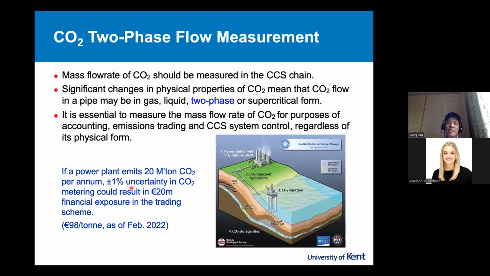Here's an example. Imagine there's a power plant which emits 20 million tons of CO2 per year. A 1% uncertainty can result in 20 million euros of financial exposure. I can imagine that CO2 costs have gone up a lot over the past few years. It's roughly almost 100 euros per ton, as of February this year. So that makes CO2 flow metering more worthwhile, because of the demand.